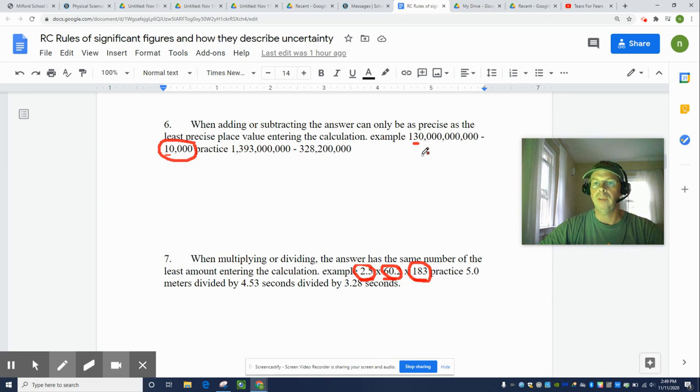Addition and subtraction is all about place value. You round to the least precise place value, in this case 10 billion for Jeff Bezos. And multiplication and division is all about number of significant figures. You round to the least number entering the calculation.